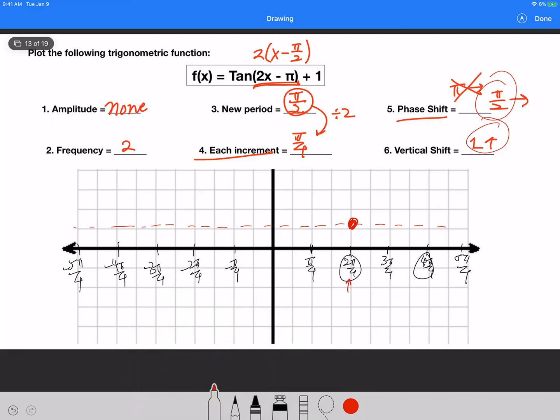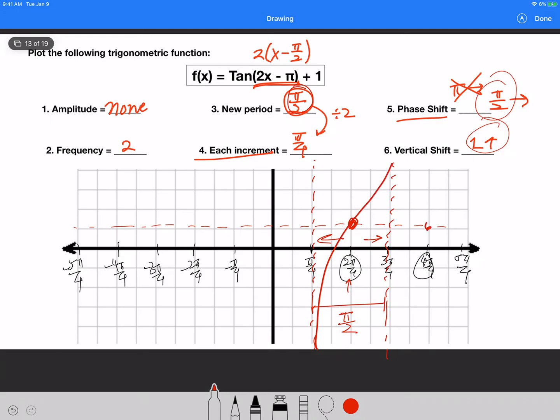So if that's the midline, then each of those increments here and here should be where the asymptotes are, because from pi over 4 to 3 pi over 4, believe it or not, that's actually also pi over 2, which also turns out to be your period. So I'm going to draw an asymptote this way, draw an asymptote this way, and there we go. We have one full wave that's going to happen like this.